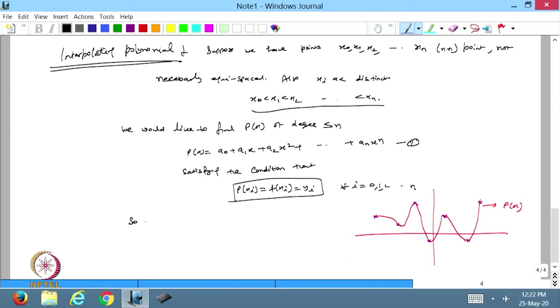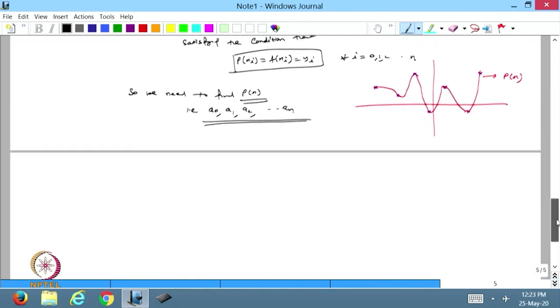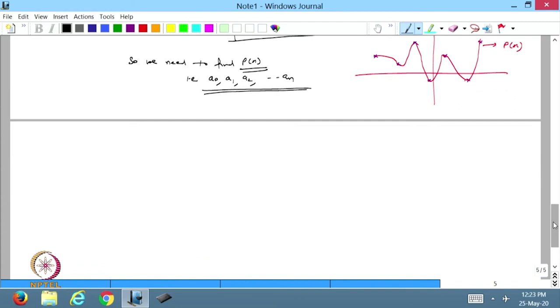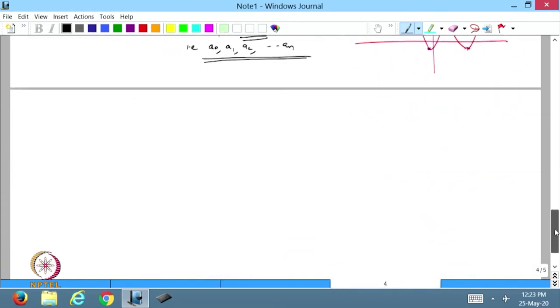So we need to find P(x), and that has the coefficients a0, a1, a2 up to an. To find the value of P(x), I should know the values of a0, a1, a2, all these values we have to find out. So that will be my interpolating polynomial. So let us try to find these coefficients a0, a1 up to an.